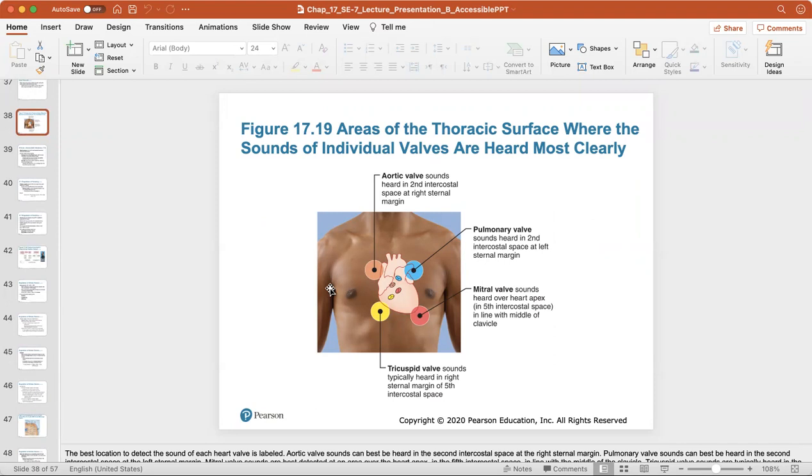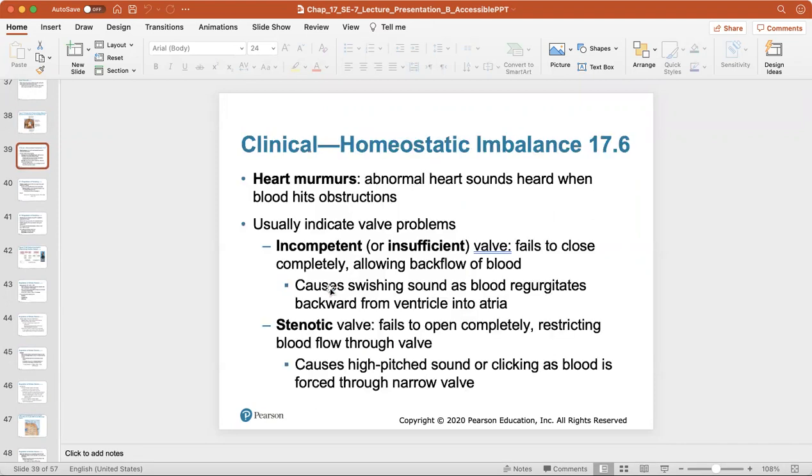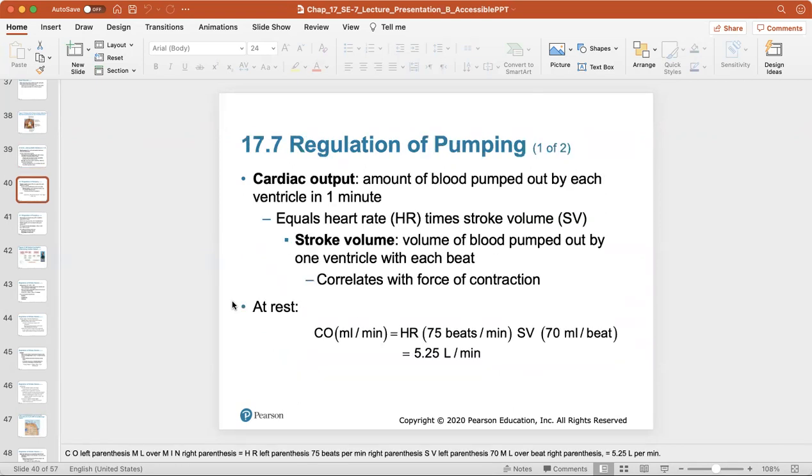He's listening to the closing of all the specific valves. A heart murmur is an abnormal heart sound heard when the blood hits any sort of obstruction. It usually indicates a valve problem, whether that's an incompetent or insufficient valve, failure to close completely, allowing backflow, or a stenotic valve where the valve fails to open completely, restricting blood flow.